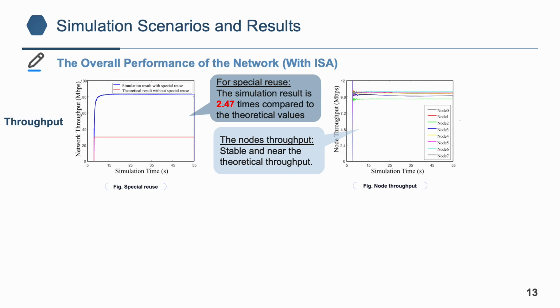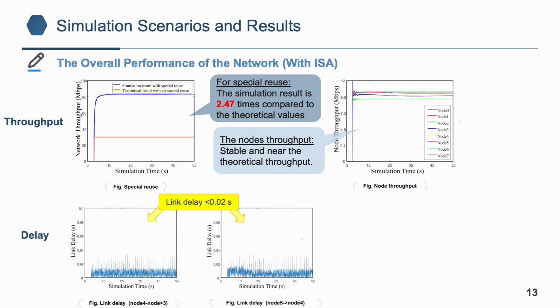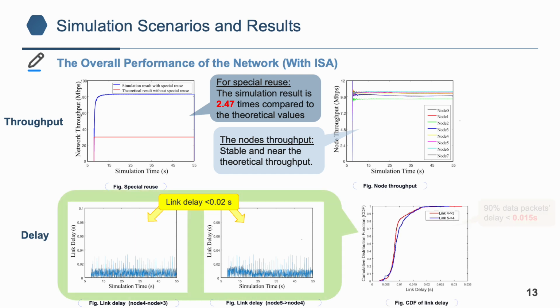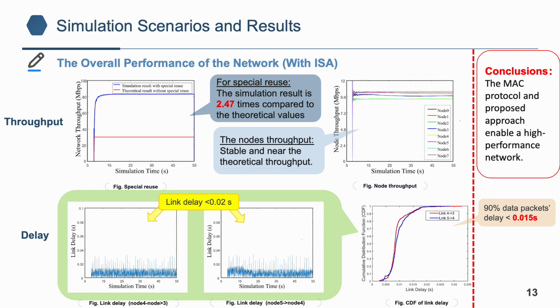We can see that the throughput of a node remains relatively consistent, fluctuating within a small range when the network is stabilized. The figure shows the end-to-end delay for the 2 links in the network. We can find that the link delay is smaller than 0.02 seconds. And the final figure illustrates the CDF of the 2 links' delay, indicating that over 90% of the data packets in the network experienced a latency below 0.015 seconds, which demonstrates that the network nodes can conduct normal communication without any issues.